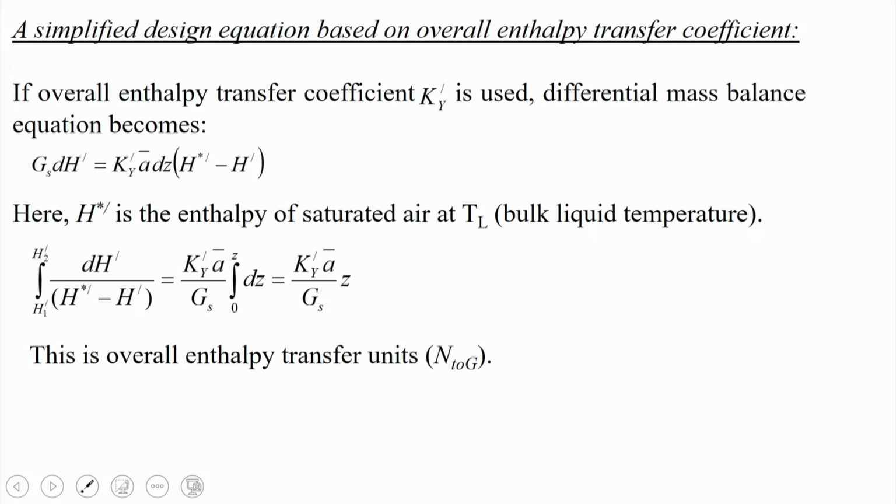Here h star prime is the enthalpy of the saturated air at T L, that is, the bulk liquid temperature. Then we get the same Merkel equation: if we integrate d h by h star prime minus h prime from h 1 prime to h 2 prime, we get capital K y prime into A bar by G s, and the integration of d z from 0 to z gives capital K y prime into A bar by G s into z. So this is the overall enthalpy transfer unit, NTOG.